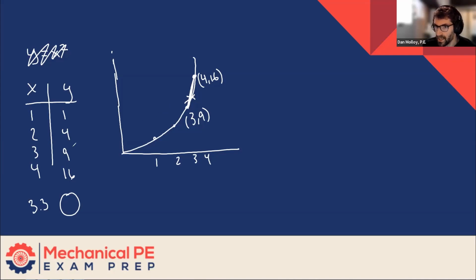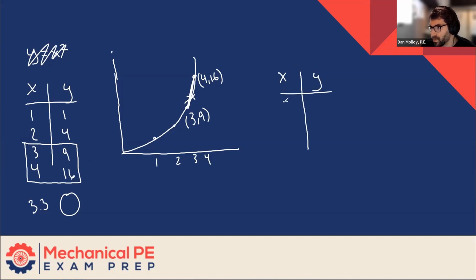Well, I like to make a mini table of values just using the ones that are going to be involved in our calculation and the one that we want to know. So let's recreate that and say x and y. When x is 3, y is 9. When x is 4, y is 16. When x is 3.3, then our variable, I don't want to use x because that's going to create confusion, so I'll use n.